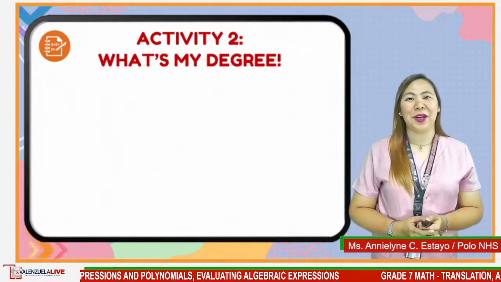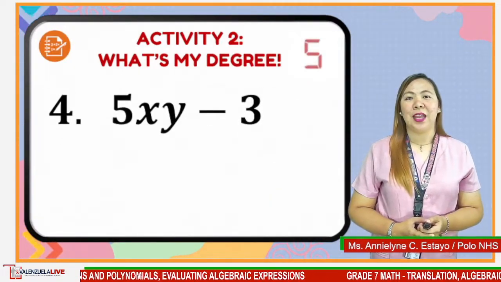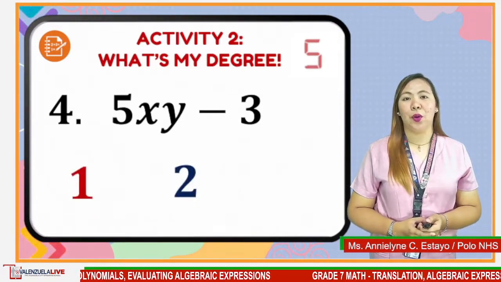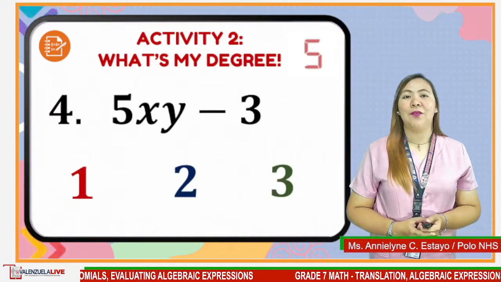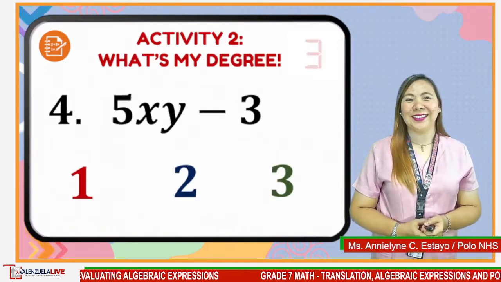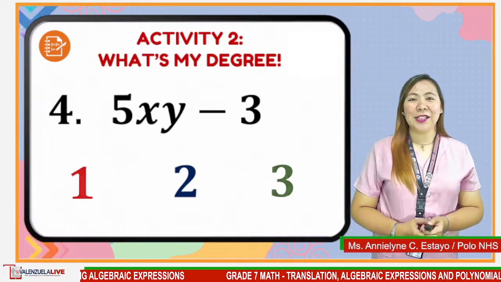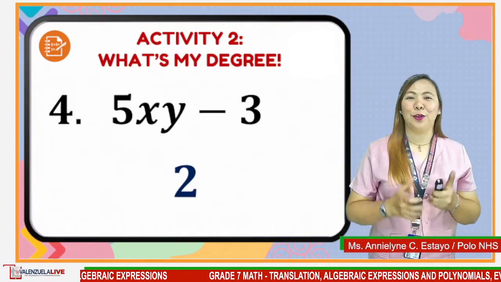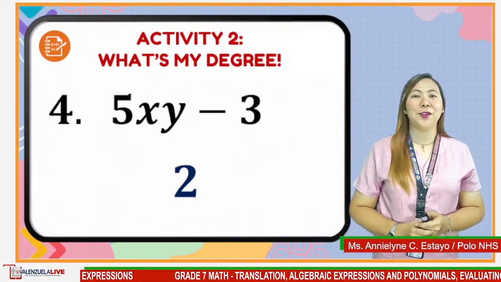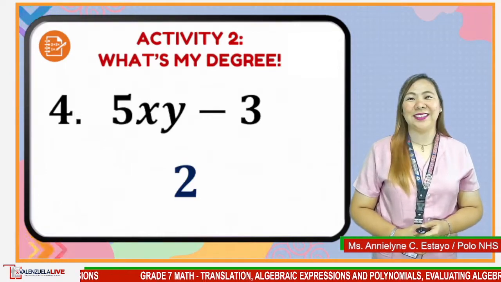The last one is 5xy minus 3. Does it have the degree 1, degree 2, or degree 3? 5 seconds, go. The answer is 2. Good job, students. 5xy minus 3 is an example of binomial.